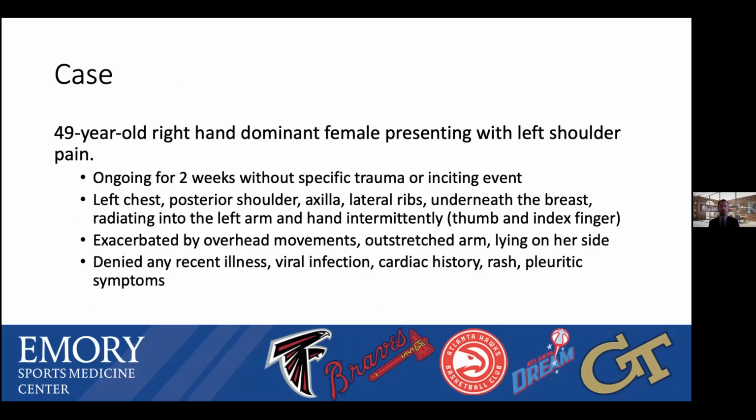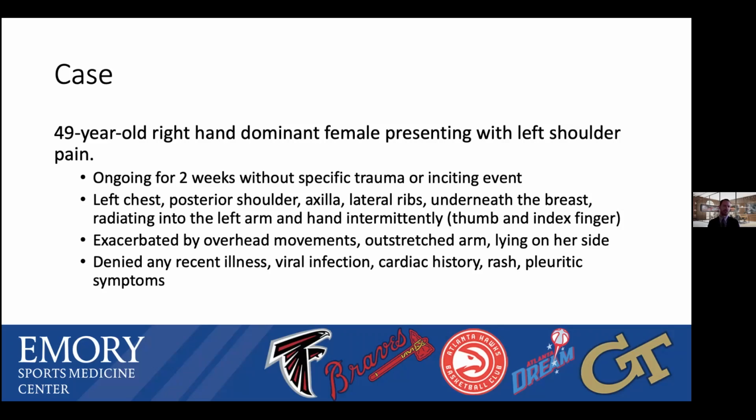So our case is a 49-year-old right-hand dominant female. She presented to us with left shoulder pain. It had been ongoing for about 2 weeks, with no trauma and no specific inciting event. It was really vague pain, as she described, in the left chest, the posterior shoulder, also in the axilla and the lateral ribs. And then she even said it would go underneath the breast as well.